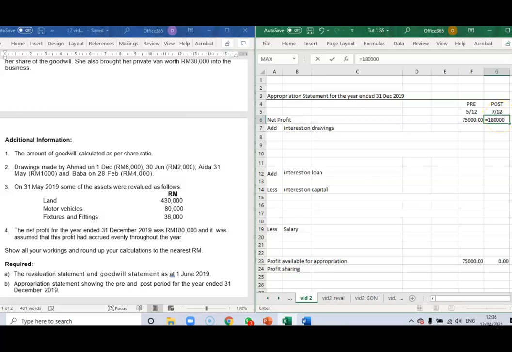And 180,000 multiplied by 7 divided by 12. So 105,000 for the post. So you need to divide these two columns, yeah.